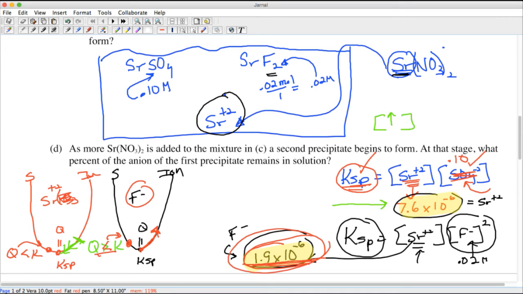These numbers are the values of the strontium ion in this solution where Q equals K for both of them. And this one gets hit first because we're starting from some low number and increasing until we get here. Anything beyond this number, Q is greater than K, and it's going to go in reverse and precipitation will occur. So we figured out that that precipitates first.